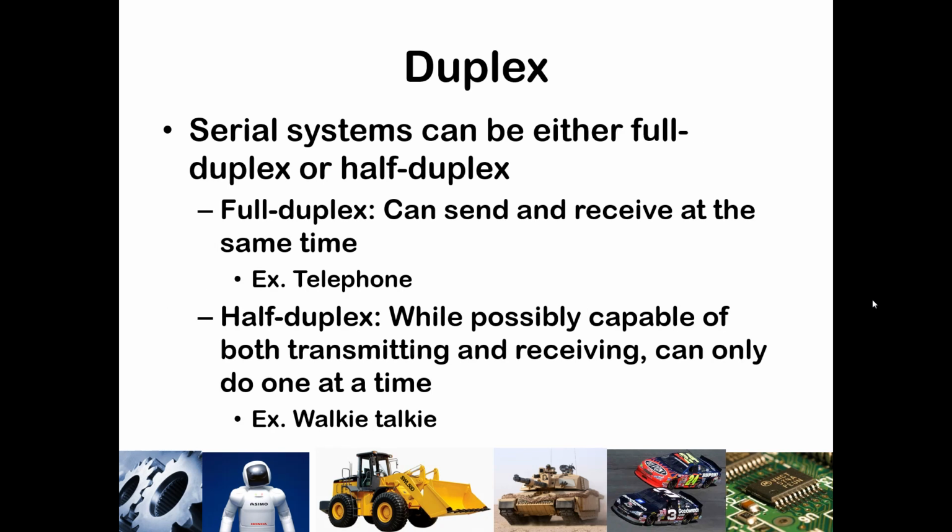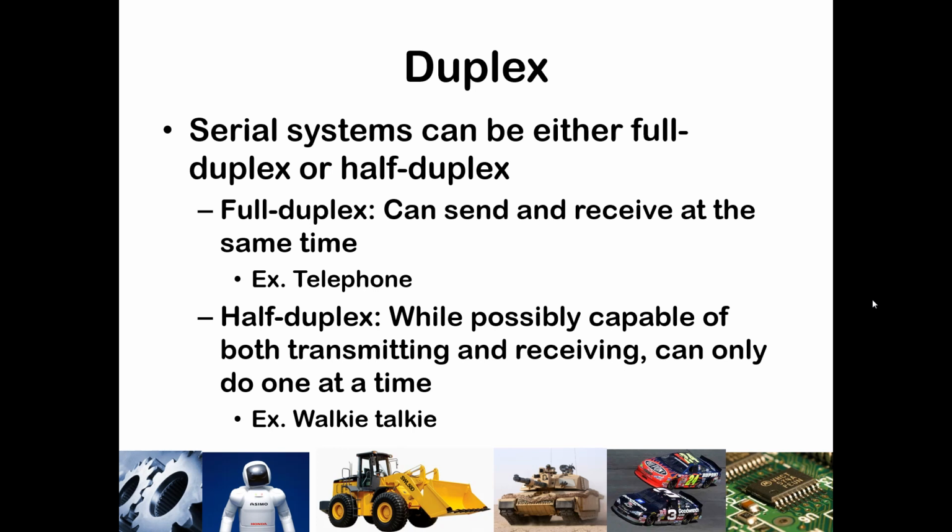It's important also to understand the term duplex. So systems can either be full duplex or half duplex. And what full duplex means is that you can both send and receive at the exact same time. So an example of that would be a modern day telephone. You can speak and you can hear at the same time.